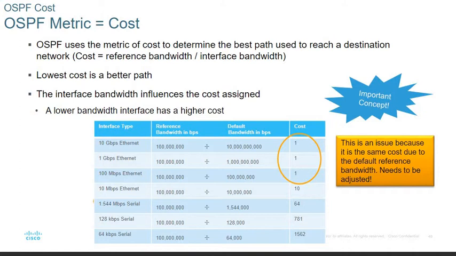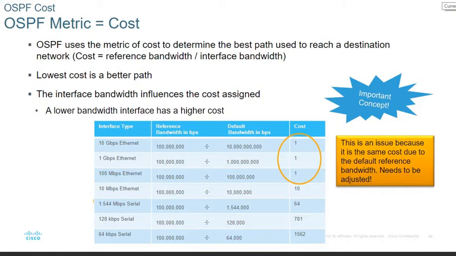Bandwidth in bits per second, cost. 10 Gbps Ethernet, 100 million, cost 10 billion. 1 Gbps Ethernet, 100 million, cost 1 billion. 100 megabits per second Ethernet, 100 million, cost 100 million. 10 megabits per second Ethernet, 100 million, cost 10 million. 1.544 megabits per second.